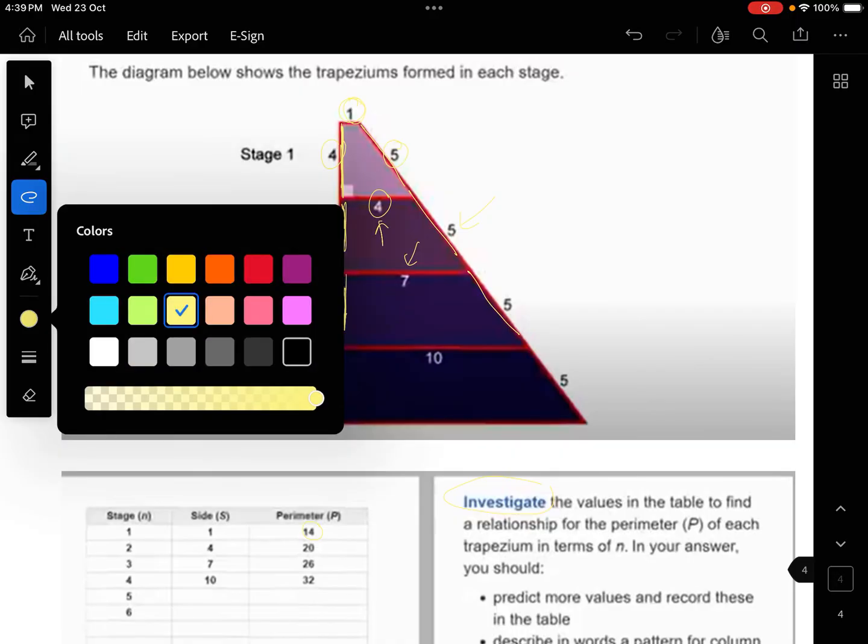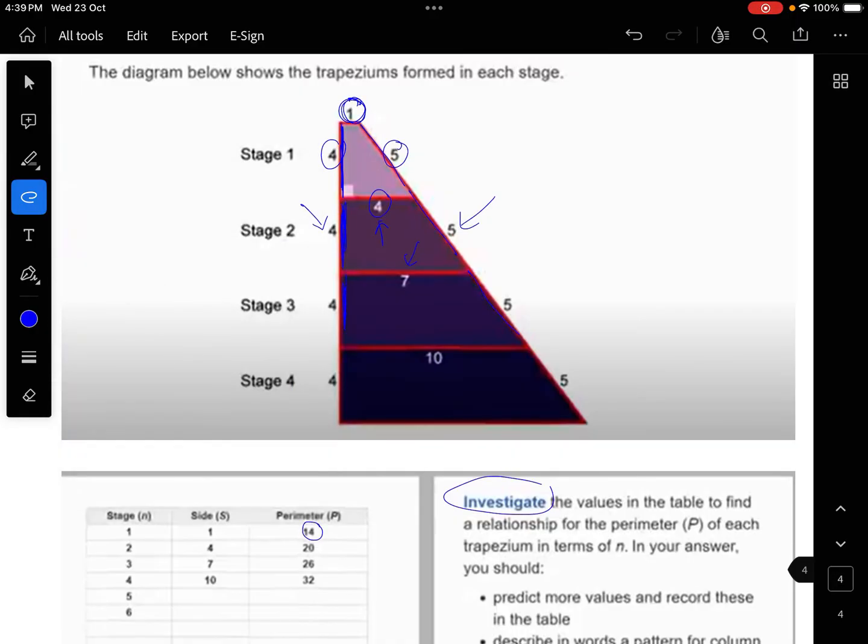It's this number, which is 1, 4, 7, and 10, which is basically the same pattern that we have seen earlier, which goes up in an arithmetic sequence here. And so I think it looks quite straightforward.